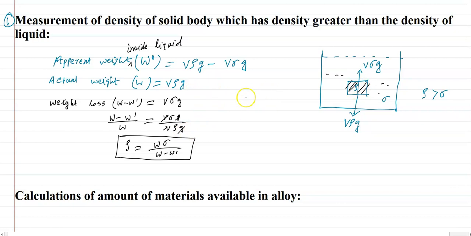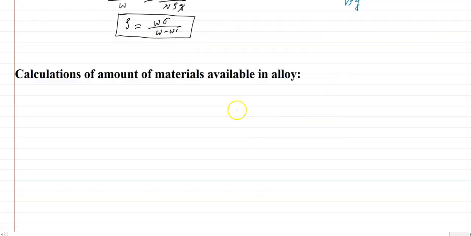Here is the beauty of that, we can take any shape or size of solid body. The calculations of the amount of material available in an alloy. So Archimedes was first able to find how much impurity is available in a solid substance, without breaking the substance or separating the materials from the alloy. Okay, so how he had done it, we will show you.